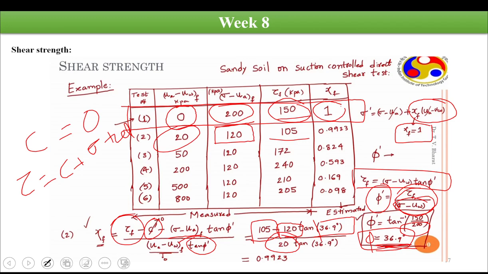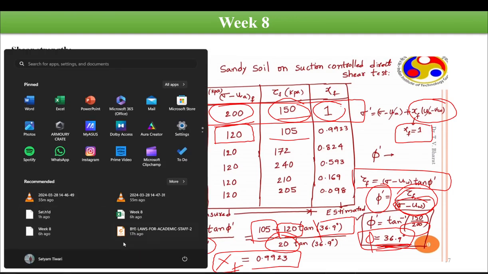Now let's calculate it. That's going to be (105 minus 120 multiplied by tan 36.9) divided by (20 multiplied by tan 36.9). It will be equal to 0.9923. So the value of this effective stress parameter for the 20 kPa suction is 0.9923. Now let's solve it for all the other suction values in an Excel sheet.